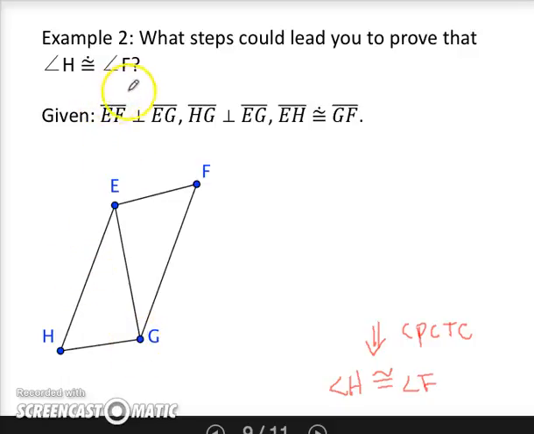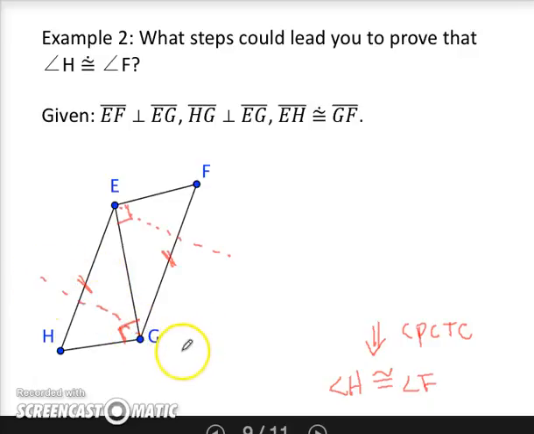Okay, let's mark the rest of the given information. EF is perpendicular to EG. HG is perpendicular to EG. EH is congruent to GF. Okay, I have two right triangles and I have their hypotenuses congruent because this hypotenuse is opposite of that right angle. This hypotenuse is opposite of this right angle.